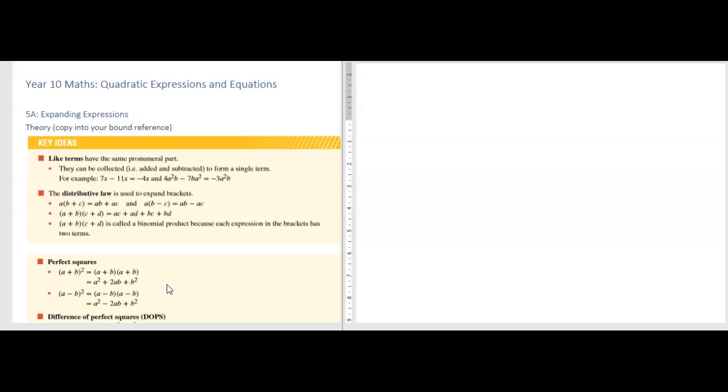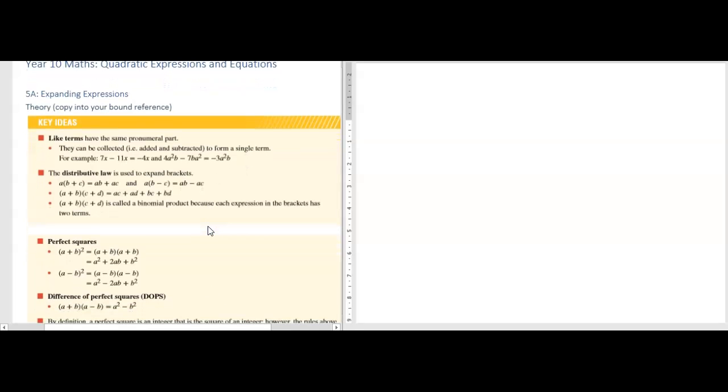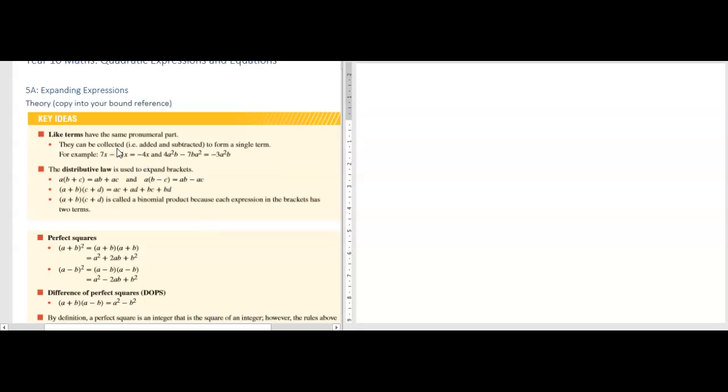Hello ladies, we're going to start a new topic, quadratic expressions and equations. So beginning just with 5a, expanding expressions, something you may have done in year 9, but watch through the video, make sure you write down key ideas into your bound reference.